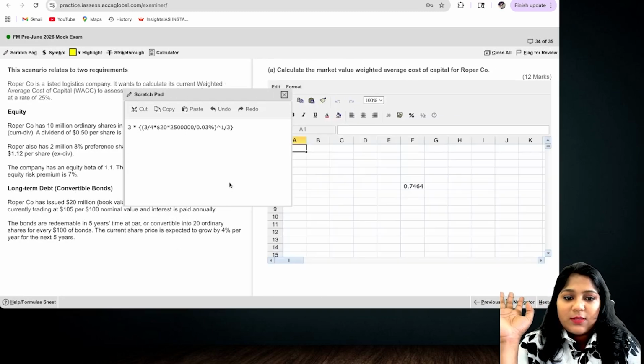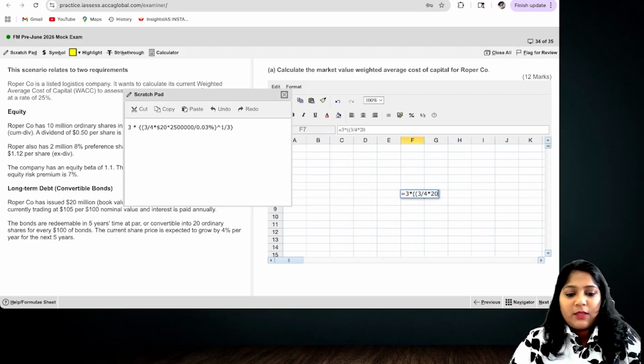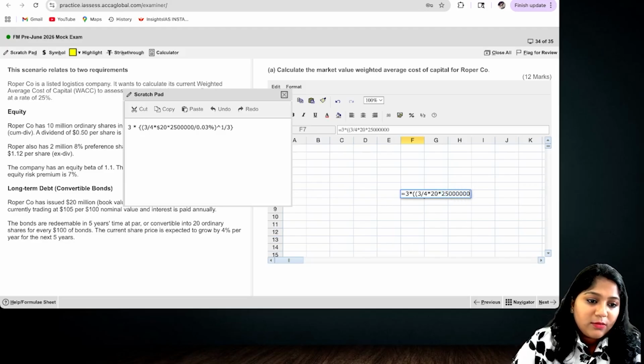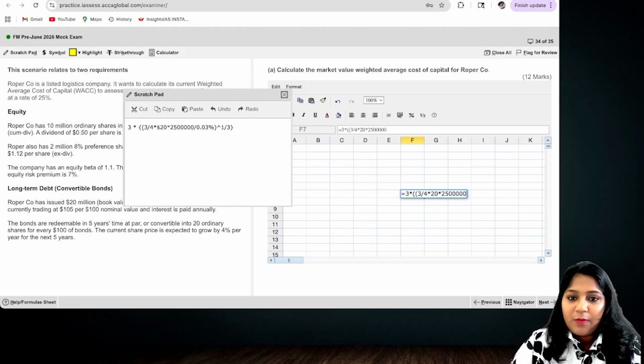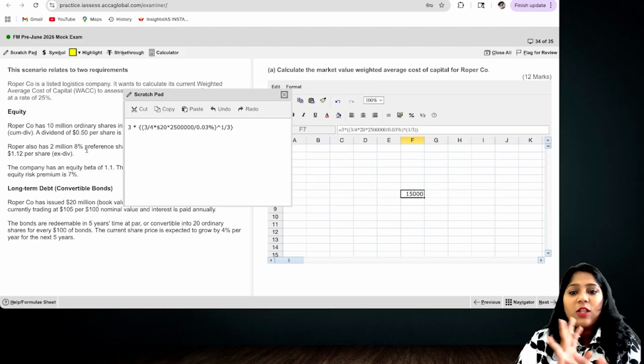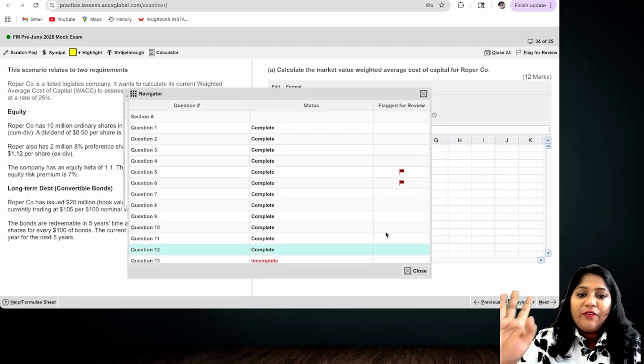So I will go to this spreadsheet here. I know the formula. I should go ahead and take 3 multiplied with, open 2 brackets, 3 by 4 into 20 into the variance is 2.5 million, 2.5 million divided with 0.03%. Close the bracket. Raise to the power 1 by 3. Close 2 brackets. You should get 15,000. Got the answer. See, you can always cross verify your answer here. So the answer is simply $15,000.